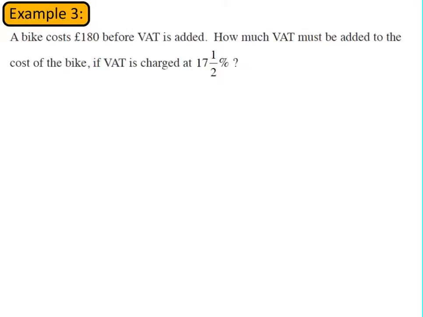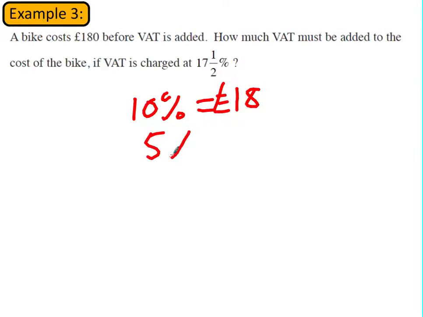Final question, a bike costs £180 before VAT is added. How much VAT must be added to the cost of the bike if it's charged at 17.5%? So in essence, this is asking us to find 17.5% of 180. So let's build this up. We can find 10% very easily, can't we? That's going to be £18. And using that and halving it, we can find 5%, which is going to be £9.